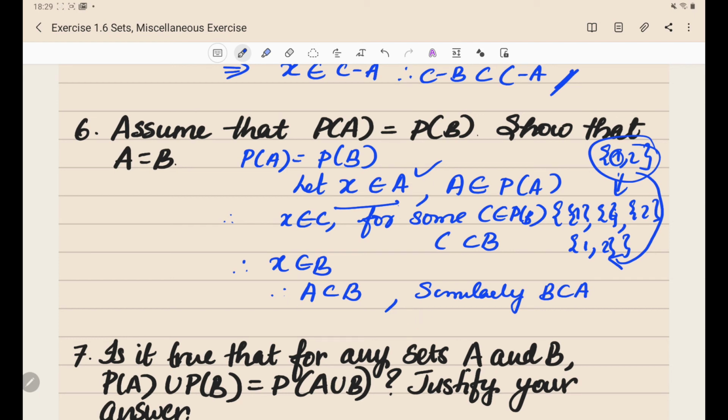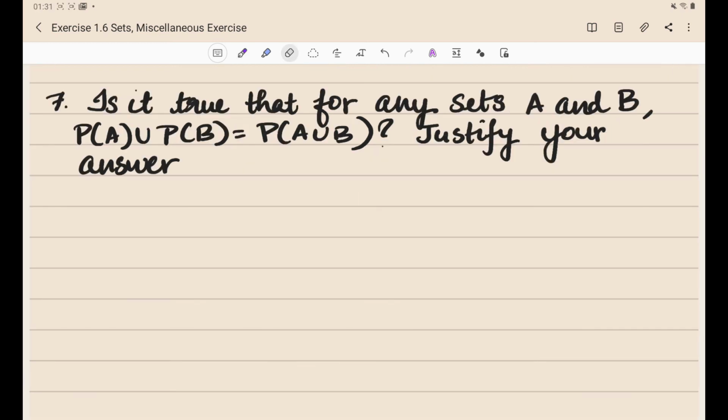And when A is a subset of B and B is a subset of A, we can say that A is equal to B. So now let's discuss the seventh problem. Is it true that for any sets A and B, P of A union P of B is equal to P of A union B? So we need to prove that problem. Justify your answer. Let's take two sets for that.